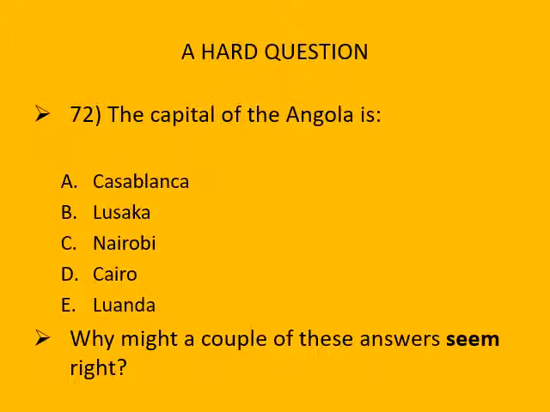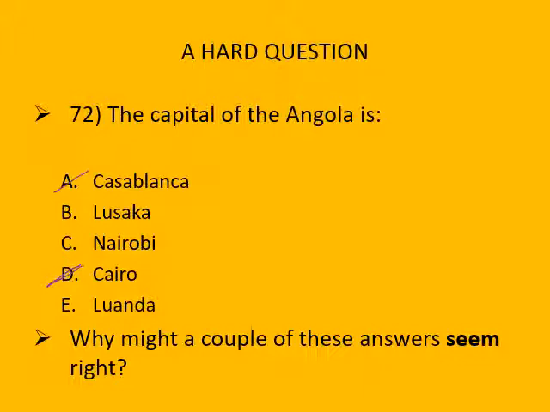Well, maybe we can eliminate Casablanca because we just don't think it's that, and plus it's Morocco, and that's not even a capital anyway. Hopefully we know that we can eliminate Cairo, Egypt. Maybe we didn't know that. So that leaves us 3 choices.